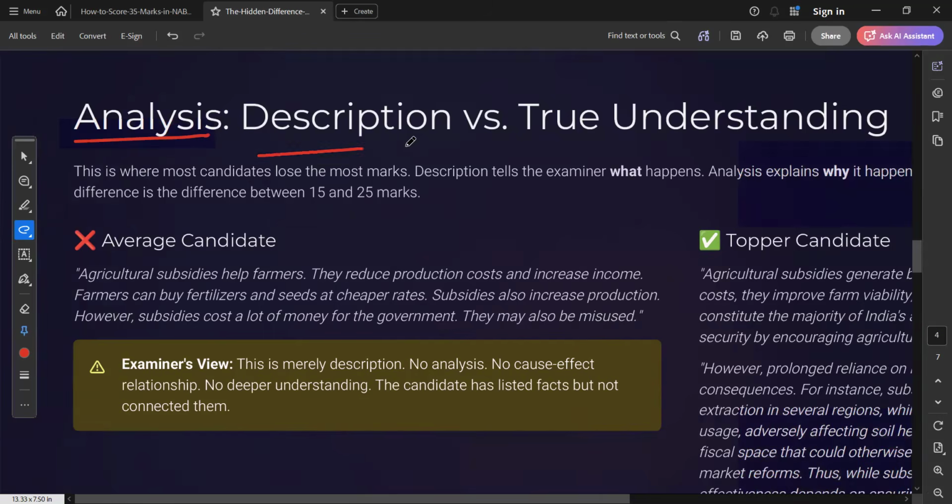So analysis: description versus true understanding. See, analysis is a very important part of your essay and it's going to be like 15-25 marks. And you need to think about what you are going to write before writing.